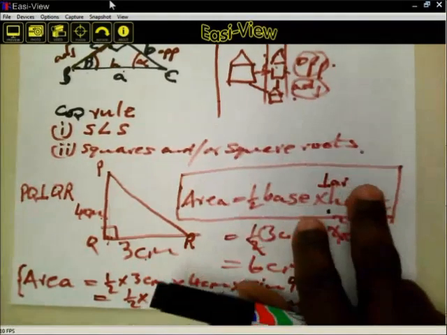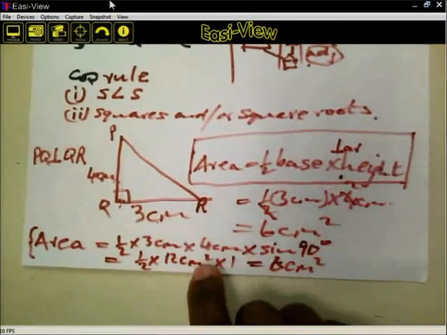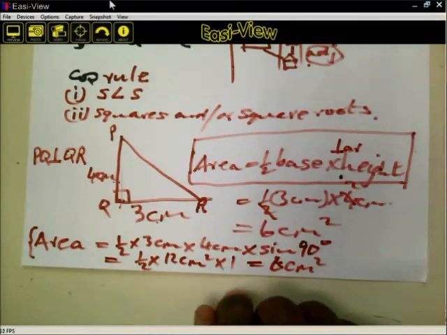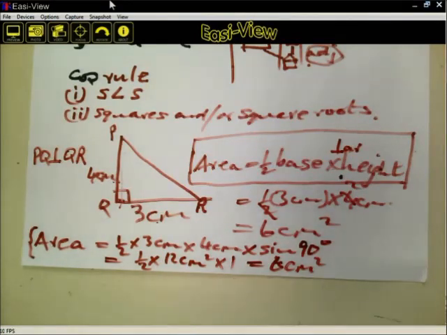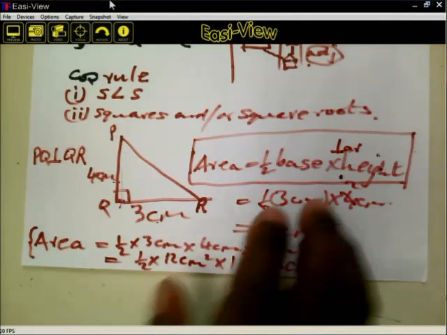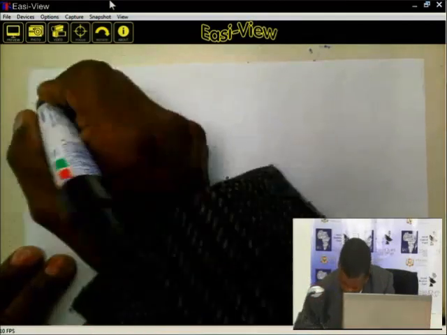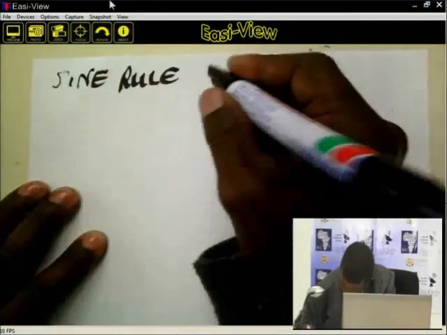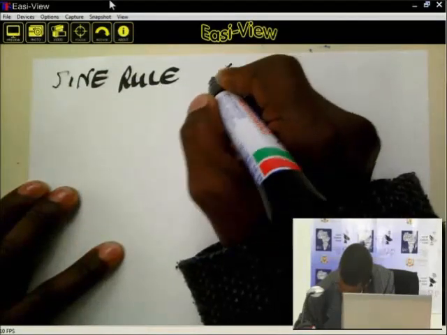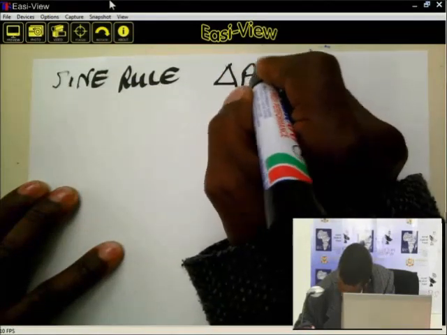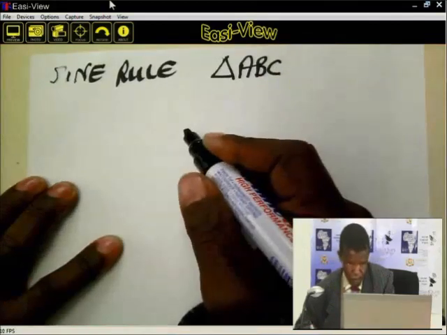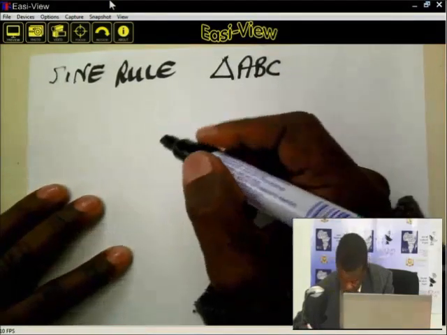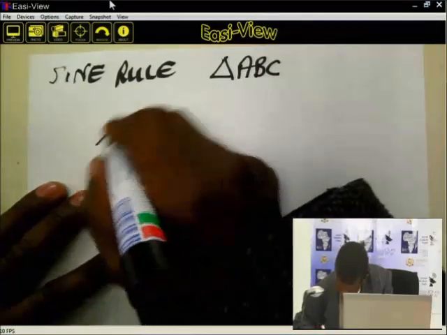I did not derive them because the assumption is if we are doing this section, they must have been treated already. If you have not treated them, I will not derive them, but I will simply write them down and explain what it's all about. Let's start with the sine rule. In any triangle, consider triangle ABC. Any triangle. Let's make it acute.